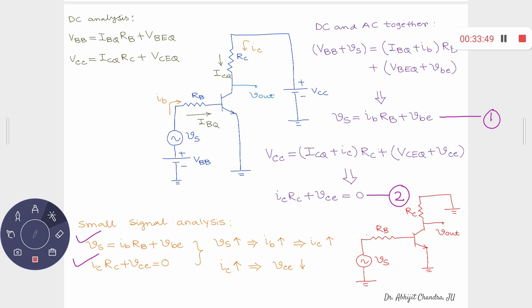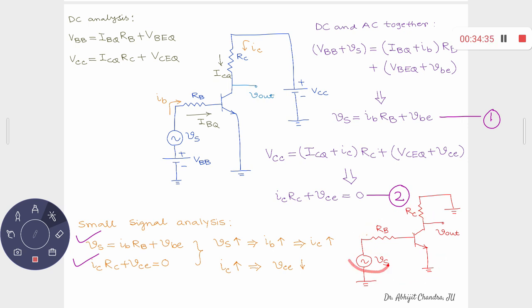So therefore, from these two equations, VS is equal to IB RB plus VBE and IC RC plus VCE is equal to 0, now you can redraw the previous circuit, which involves only the small signal quantities, because in this particular unit we are going to design the small signal amplifier, we are going to find out the operating voltage gain and all these things. The DC analysis we have already performed in the last unit, and in this unit we will only consider the small signal quantities. So if I consider these two equations, then the modified circuit looks something like that.